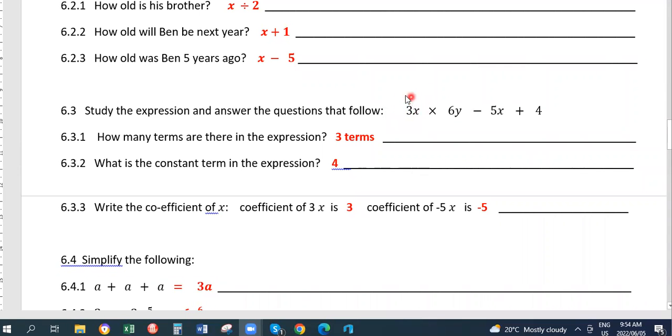So 3x, the number in front of x is 3. So your coefficient of 3x is 3. We also have a -5x. So the coefficient of -5x is -5. Don't forget about the sign.